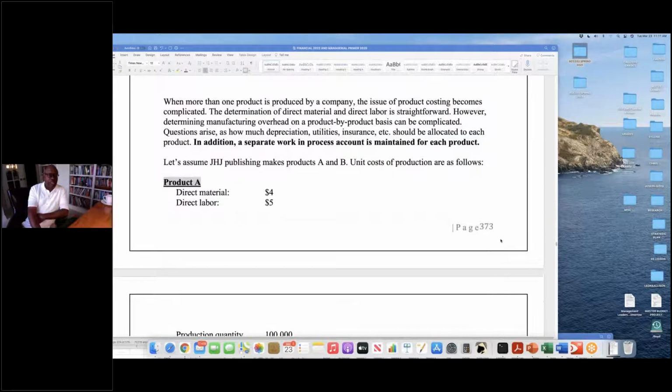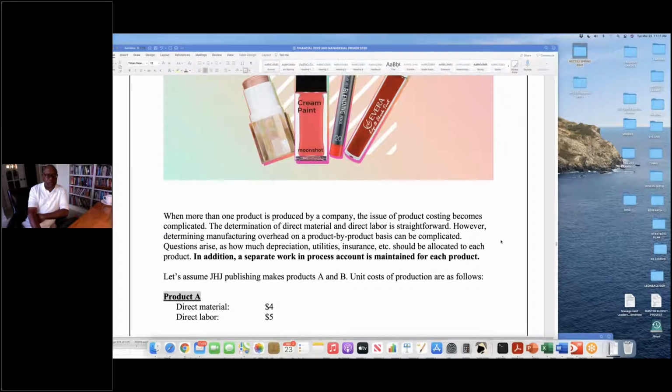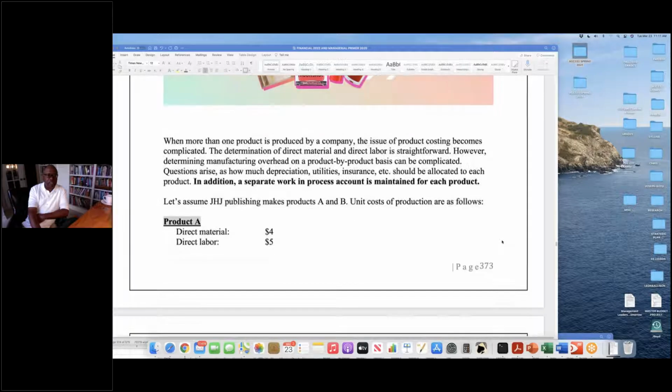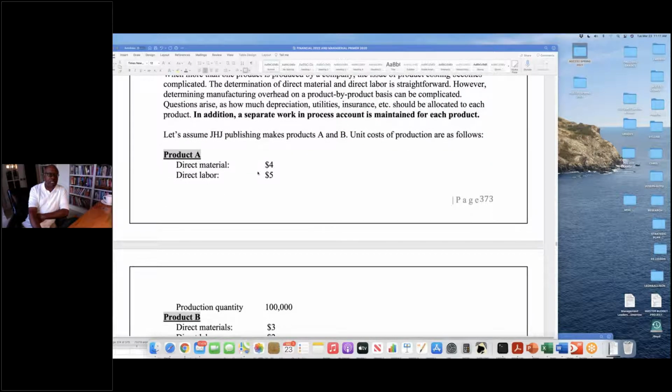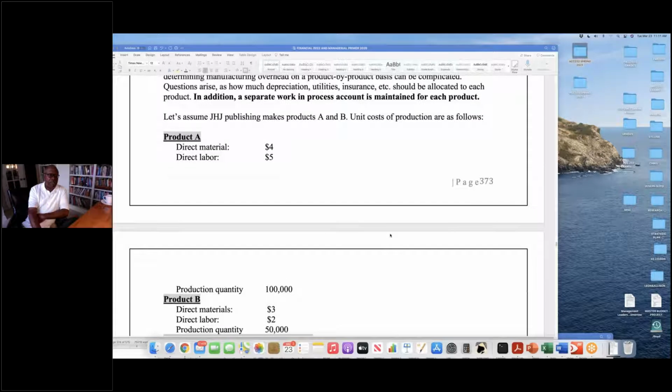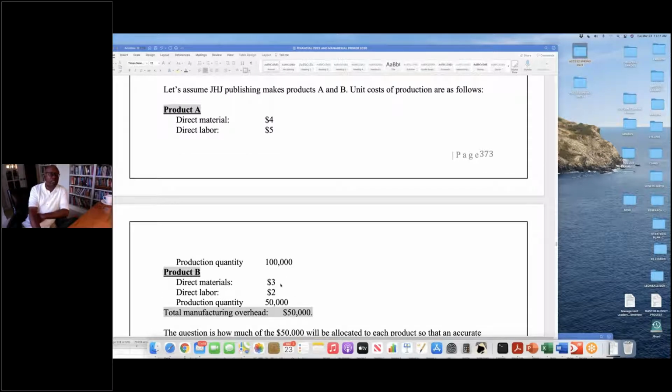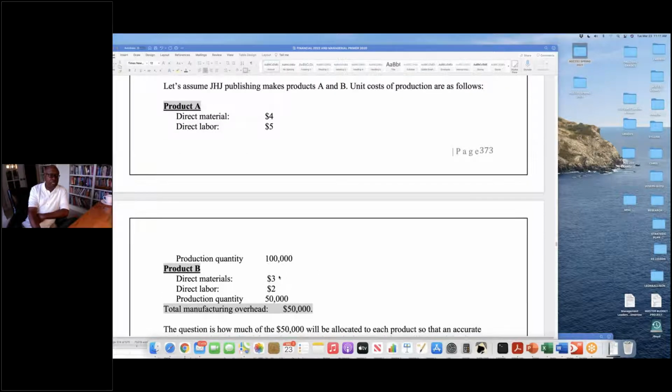Okay, when we make more than one product, some issues do come into play. Suppose we have 2 products. Product A, making 100,000, direct materials 4, direct labor 5. Then we have product B, direct materials 3, direct labor 2.